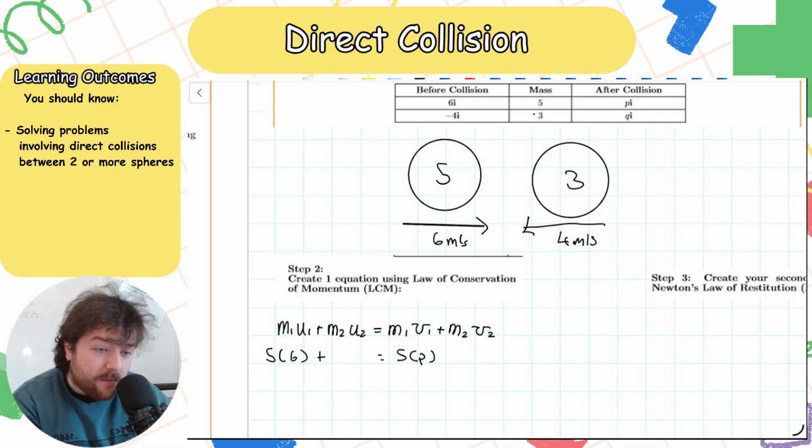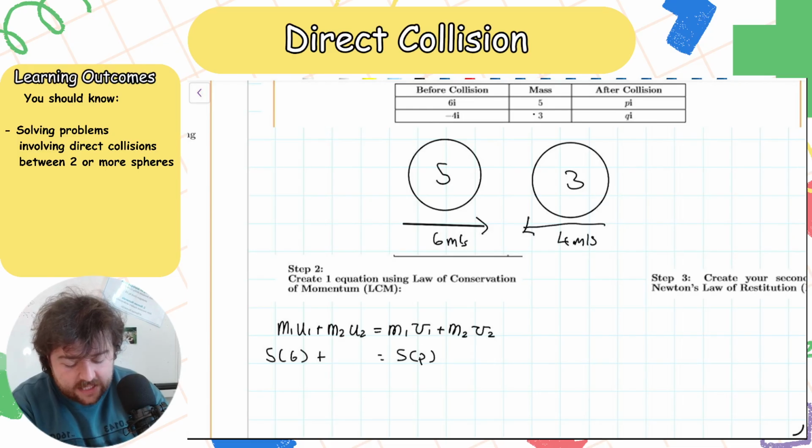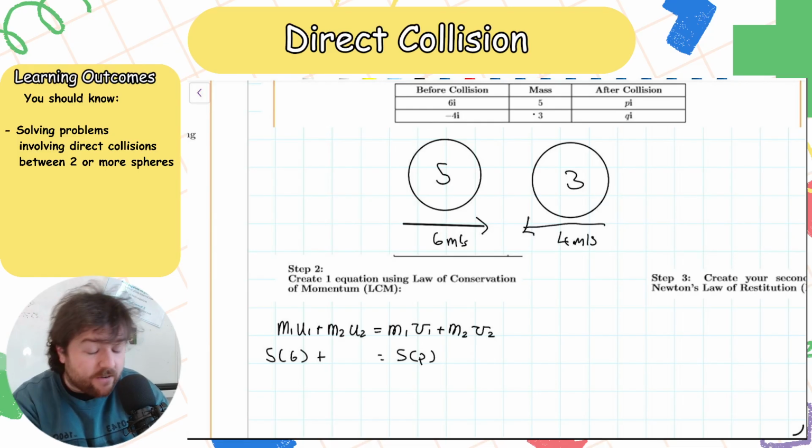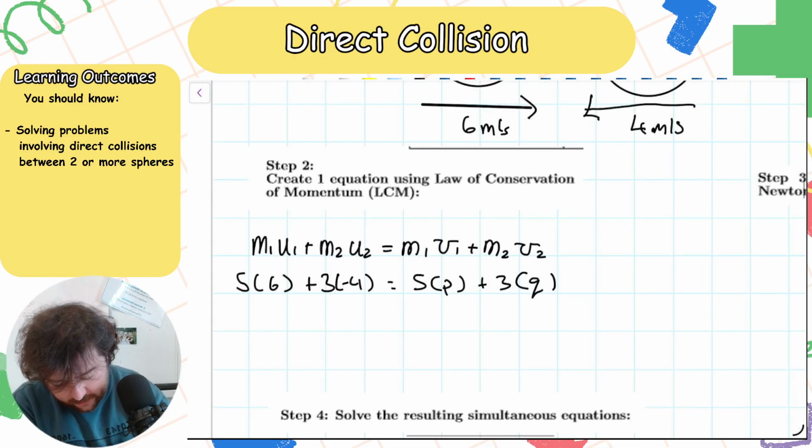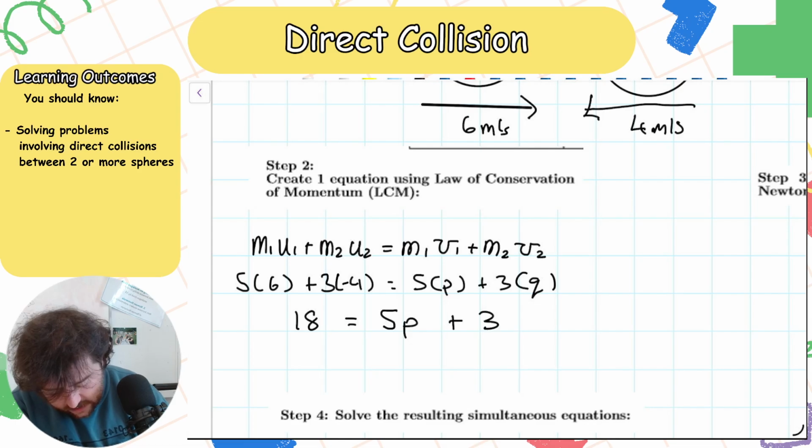p. What I like to do is put in all the values relating to my first sphere first, and then all my values relating to my second sphere afterwards. And then here it's going to be 3 times minus 4 is equal to 3 times q. So I'm left with 30 minus 12, which is 18. 18 is equal to 5p plus 3q.